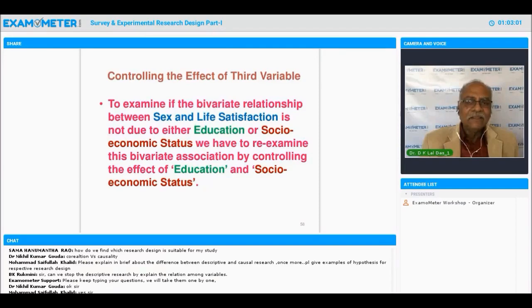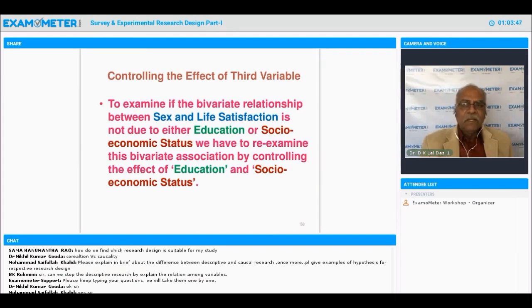SPSS, which we are going to learn sometime, helps you to do this exercise very, very quickly. Once you collect the data and enter it into SPSS, testing the effect of a third variable is a matter of a few seconds. So nowadays it's always advised that we should go for explanatory, unless you explain why X and Y are correlated, it's not complete research. Some critics say that descriptive research is half-baked research, meaning you have done 50% of the work.